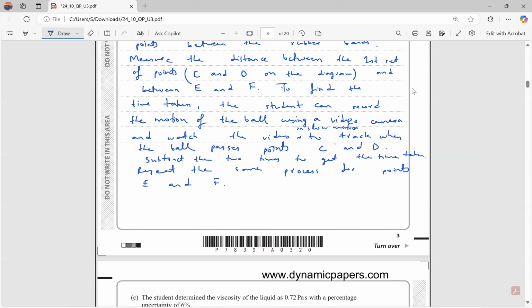So then the student should use the formula. Using the formula, terminal velocity is equal to distance over time. So I can say using the formula for either distance time values.